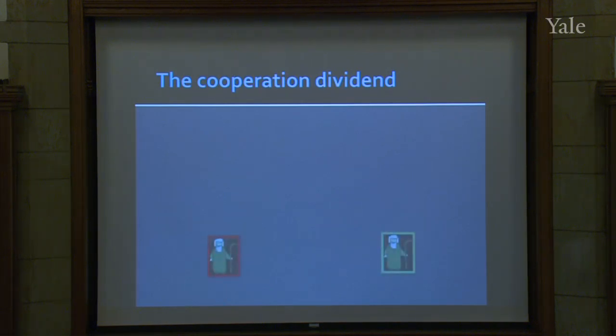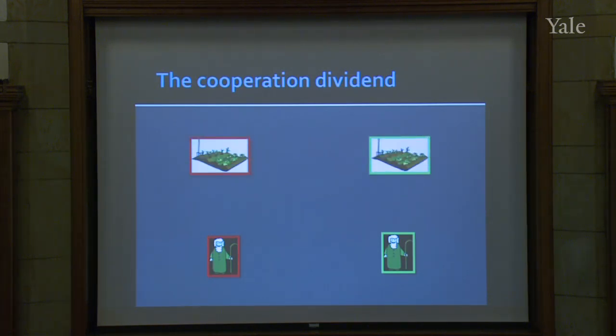What's the cooperation dividend look like? Well, it looks like this. Here are our 2 shepherds in the state of nature, and each of them grows a garden. But because it's the state of nature, the green guy goes over to the red guy's garden and steals a tomato, and the red guy, angry at the green guy, goes over to the green guy's garden and smashes it up with his pitchfork. So the green guy says, I don't want the red guy smashing up my garden with his pitchfork. I'm going to put a fence around my garden, and he uses his effort to do that. And the red guy says, I don't want the green guy stealing my tomatoes, and he puts a fence around his garden.